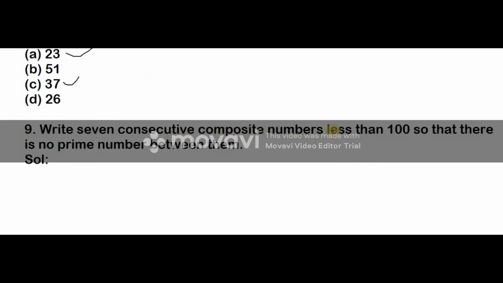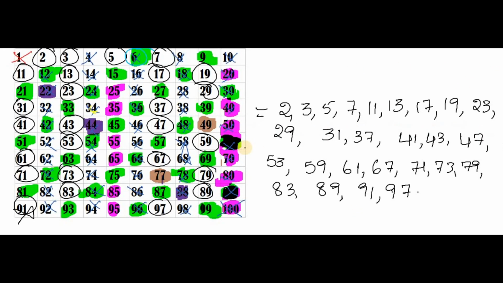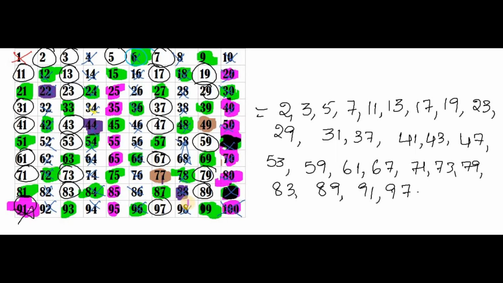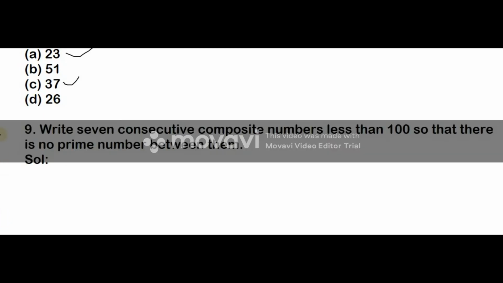Write 7 consecutive composite numbers less than 100 so that there is no prime number between them. So we have the prime numbers, we completed finding the prime numbers. Now you check between the numbers which are circled or colored, if you count from any one to any one, you should not get any prime number. Just simple, you should get only 7 composite numbers. So the answer is from 90 to 96. You will get 7 composite numbers. So we'll write that answer there in the question because he asked us that only.